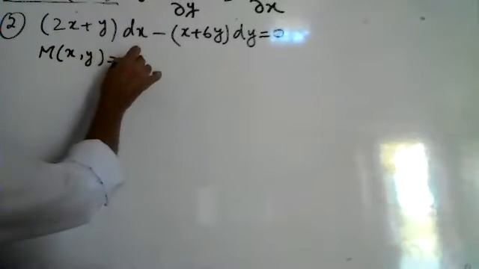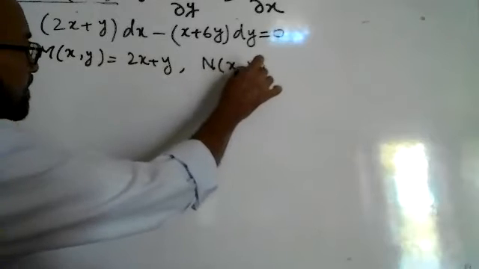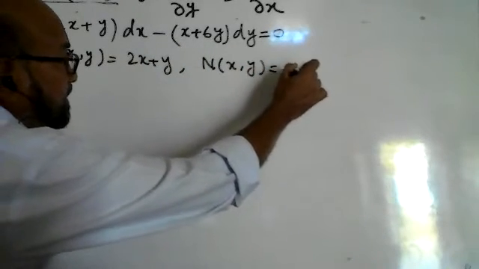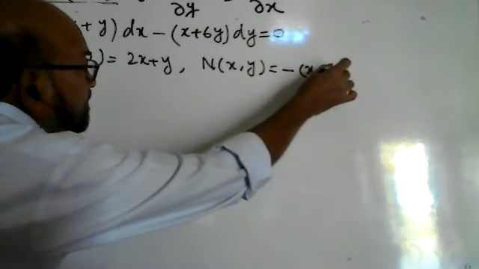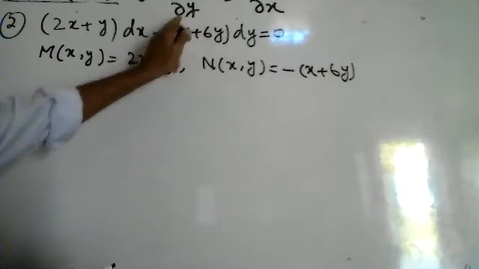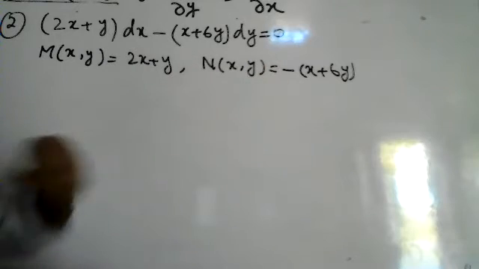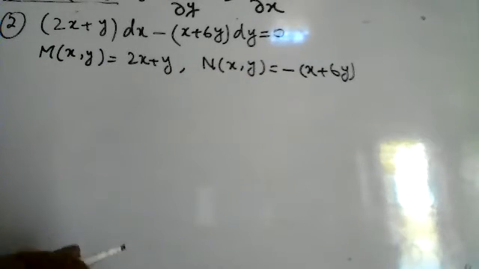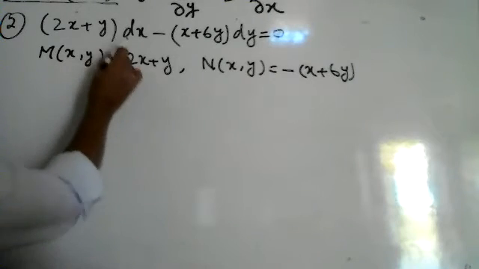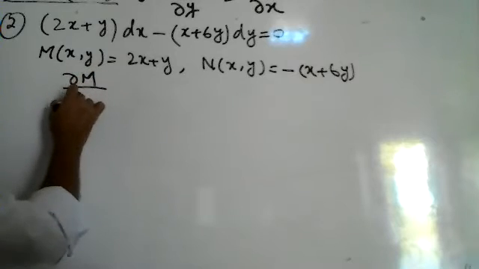M is 2x plus y and N is minus x plus 6y. If there is a plus sign, we will consider only this one. If there is a negative sign, the negative sign must be taken over there. It is also part of it. So del M upon del x, this is dx, so we'll take dy. Del M upon del y.